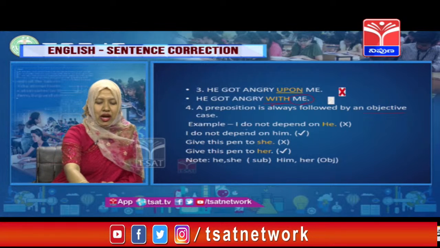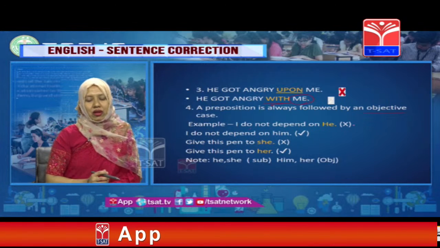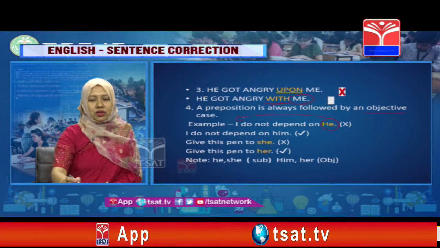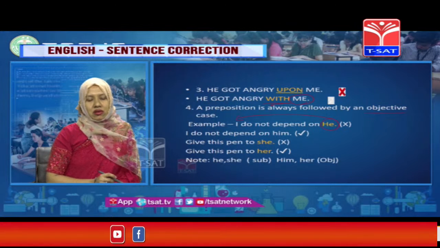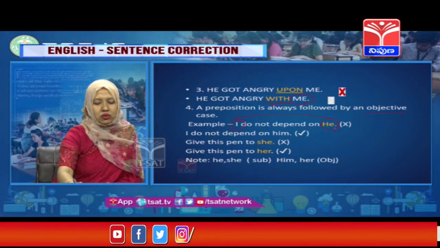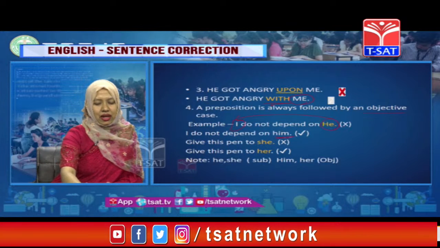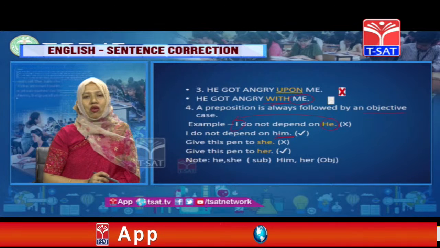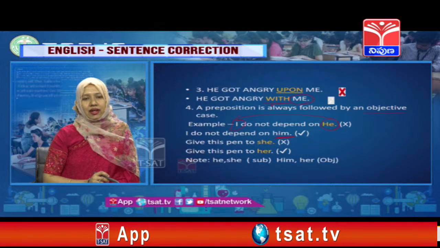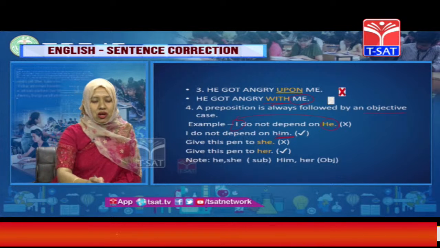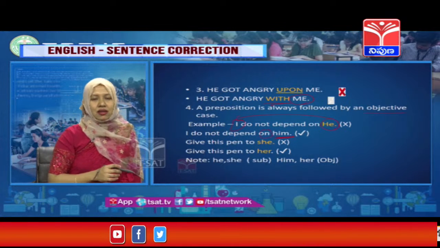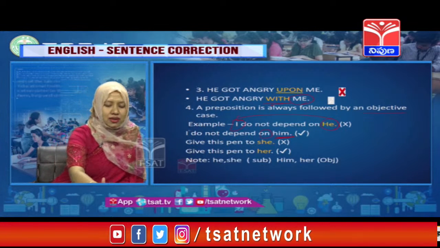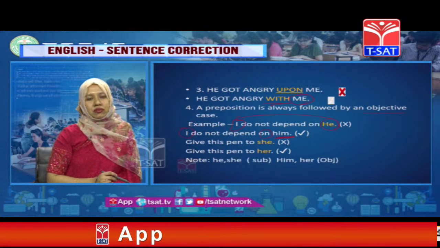Now, another example: I do not depend on he. "He" is a subjective pronoun. Never use it in the objective case. Subjective case, objective case. In the objective case, the correct pronoun is "him". I do not depend on him is the correct sentence. Here "on" is the preposition, and "him" is the objective pronoun. "I" is the subjective pronoun.